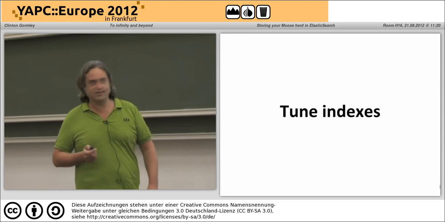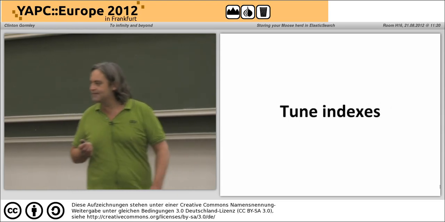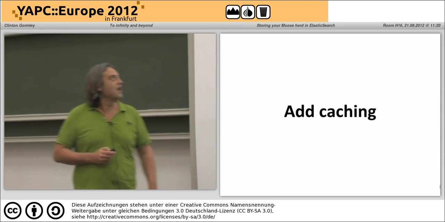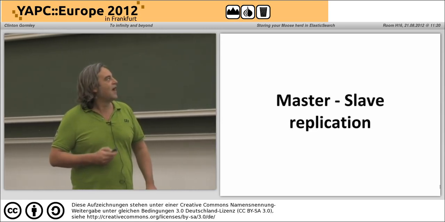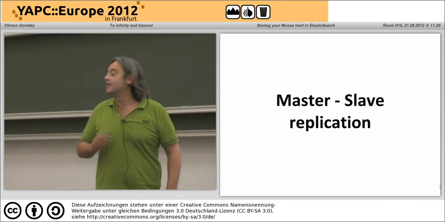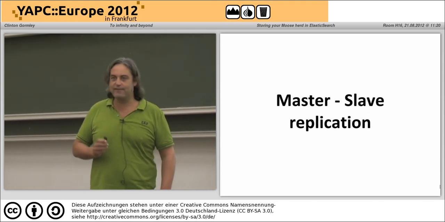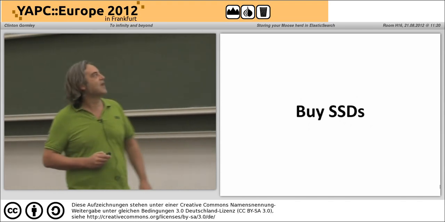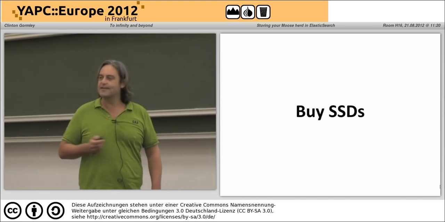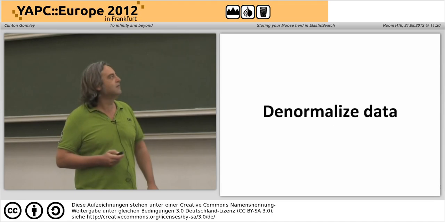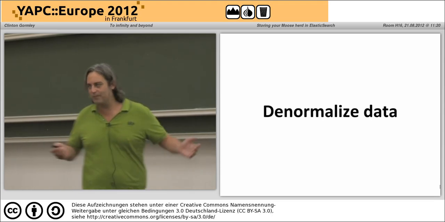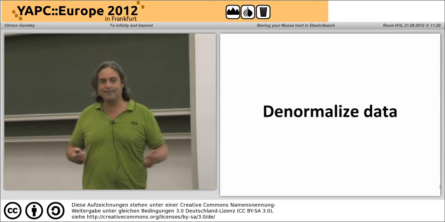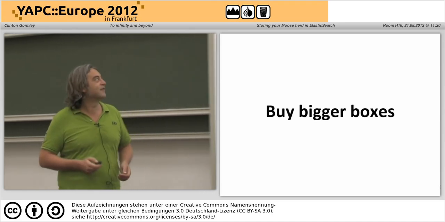We buy a bigger box. Perhaps the indexes need some tuning, a few things were missed out. We add some caching, and then we fix the caching bugs. Add some master-slave replication, and fortunately, masters and slaves never go out of sync, so that's all right. Buy some SSDs, which give us a nice boost, for a while. Eventually, you end up denormalizing a lot of data because there are a bunch of common queries that you run, and doing those joins is just too expensive.